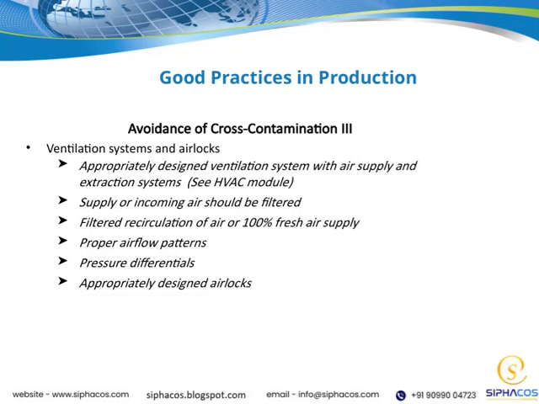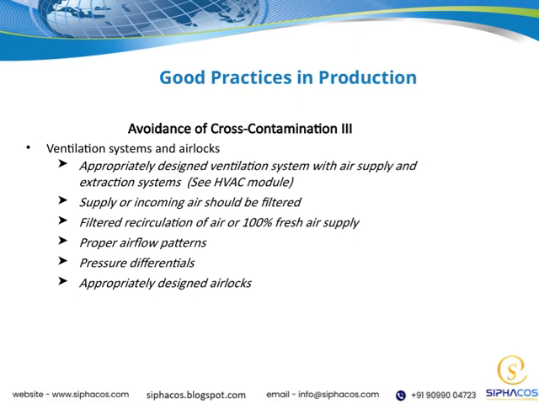Now, let's talk about avoiding cross-contamination through ventilation systems and airlocks. A properly designed ventilation system is essential, and it should include both air supply and extraction components, which you can find more details about in the HVAC module. It's important that the incoming air is filtered to remove any potential contaminants before it enters the production environment. This can be achieved through filtered recirculation of air or by supplying 100% fresh air, depending on the specific needs of the process. Proper airflow patterns are critical.